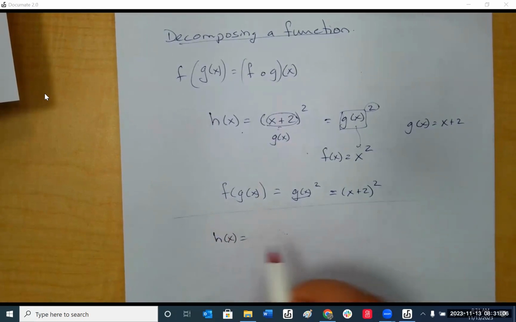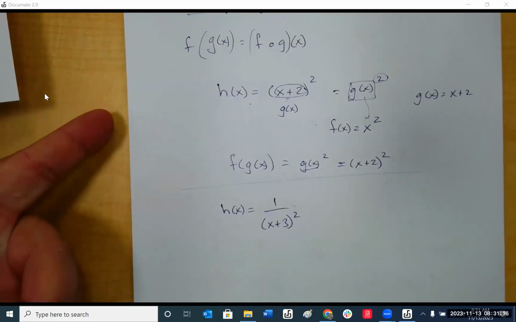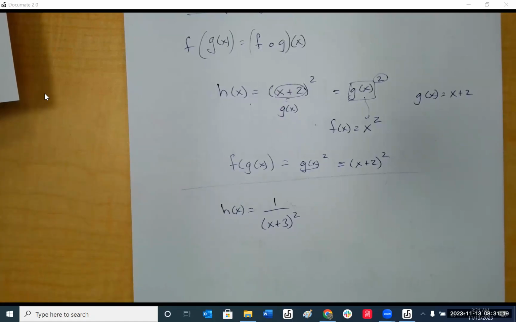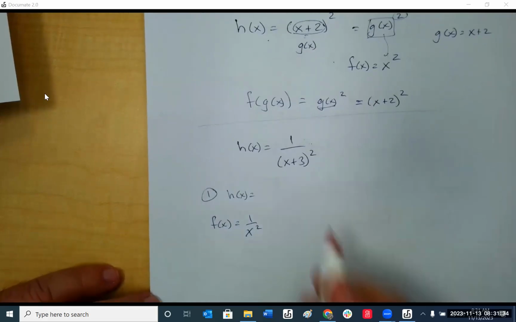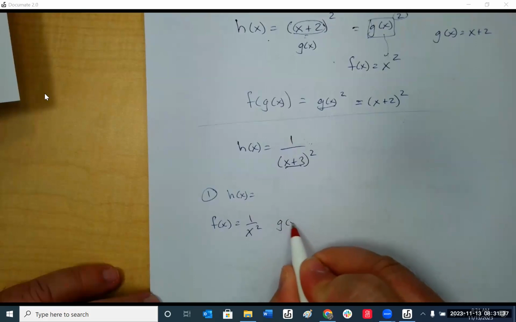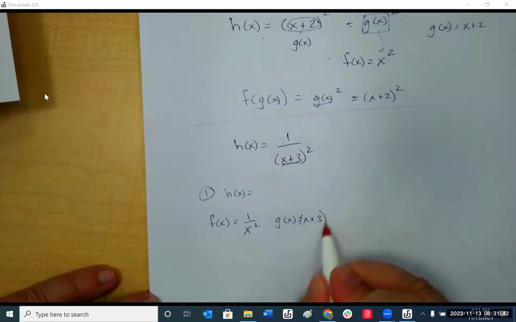H of x is equal to 1 over x plus 3 squared. We could look at this two ways. One way we can look at that is our f of x is 1 over x squared. And our inner equation, g of x, is x plus 3.